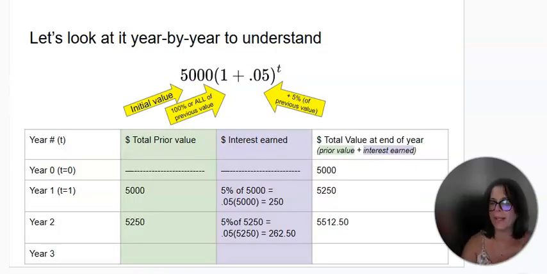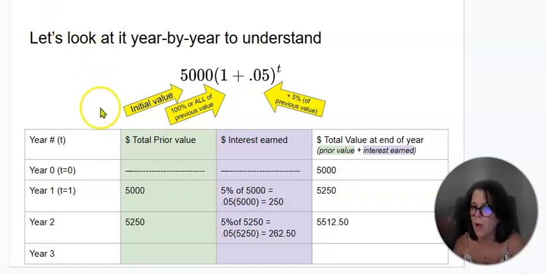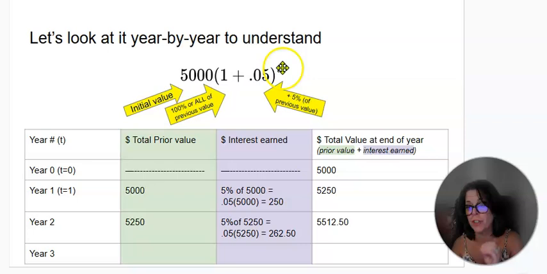Let's look at it year by year to understand this. Okay, so at year 0, T is 0, right? If T is 0, remember anything to the power of 0 is 1, which means we get 5,000 times 1, which is just 5,000. Our initial value, right? Initial value is when T is 0. So that's what's happening at the beginning.